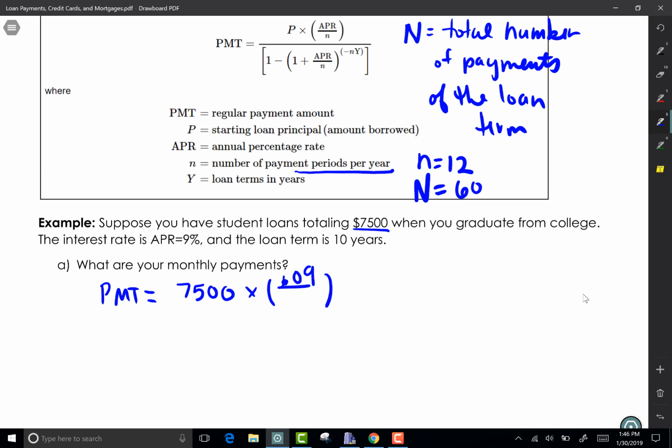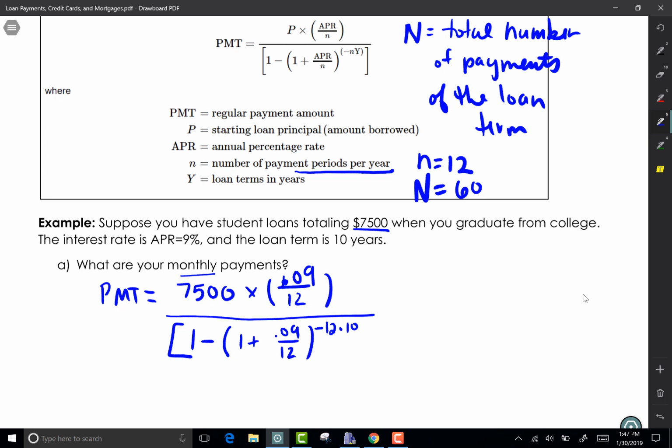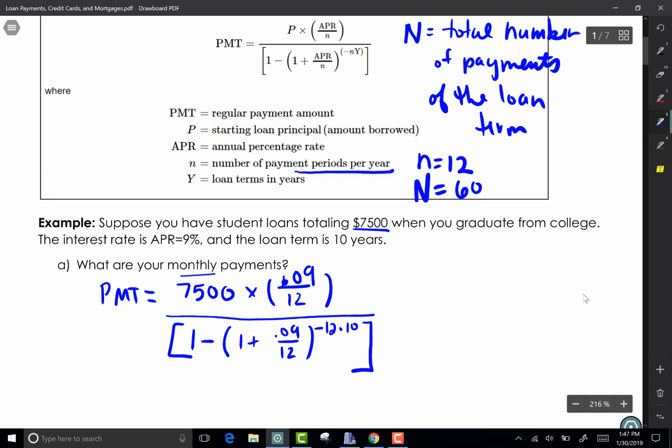And then we're going to divide by little n, which, because we're making monthly payments, little n is going to be 12. Then I'm going to divide all of that by 1 minus (1 plus the APR over 12), raised to the power of minus 12 times 10. That's minus n times Y. Y is the number of years. And then I have to close my parentheses.